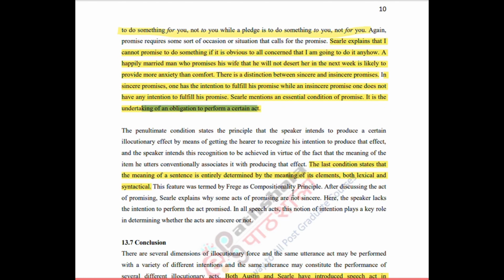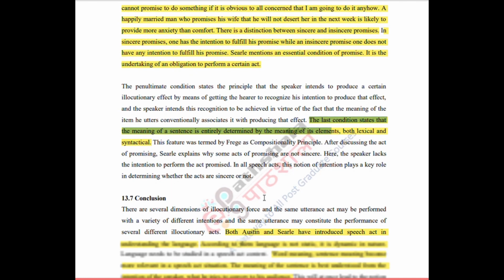So the last condition, let us talk about this. The last condition states that the meaning of a sentence is entirely determined by the meaning of its elements. So if you want to understand the meaning of the sentence, then you should know the meaning of its elements, which is both lexical and syntactical. It includes the grammar, and it includes the structure also.